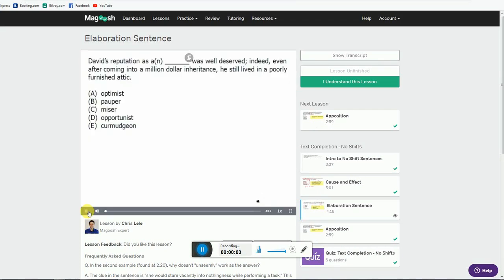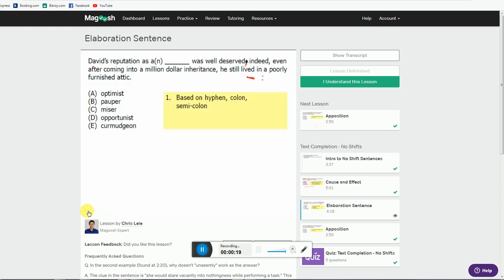Okay, in this video, we are going to be dealing with a type of sentence called elaboration sentences. In elaboration sentences, you will often see the semicolon. You will sometimes see a dash, and you'll sometimes see a colon. And let's get that right here in front of us. Boom. You'll see these three. I drew them roughly up here.